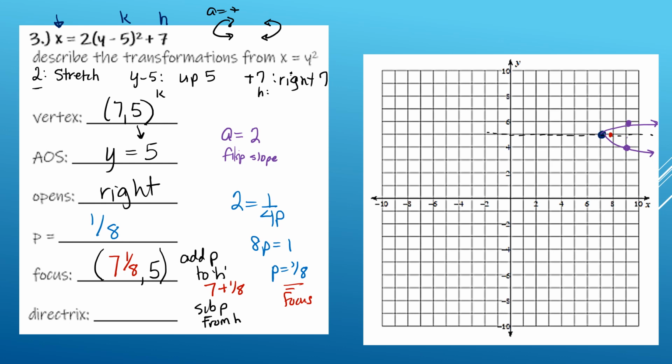Okay. The directrix has to be on the outside. In this case, it will end up being on the left-hand side of the vertex, so we need to subtract the p-value. So we're going to take our h value, which is 7, and subtract 1/8 to give me 6 and 7/8, and that's a vertical line. So it will be x equals 6 and 7/8. Again, change those if you want them to be improper fractions.